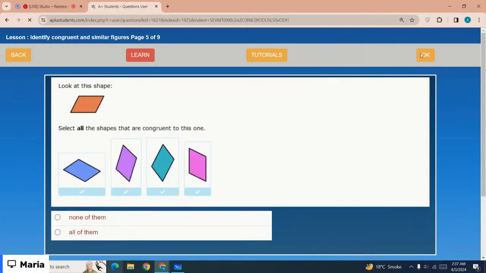No, not similar. Look at this shape. Select all the shapes that are congruent to this one. So which is the correct option? They are triangles, but they don't look the same. They have different measurements, right? Measurements and shape also. All, right? They all of them look congruent. The correct option is all of them.